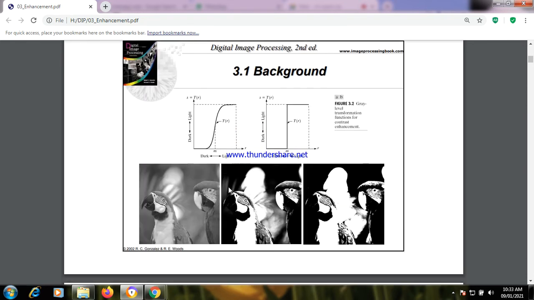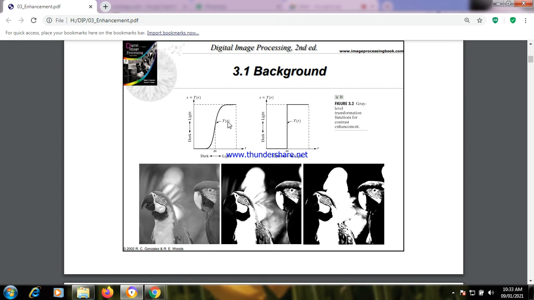So next one is the gray level transformation function for contrast enhancement. Enhancement means we are applying some methods on the pixels of an image so that we can improve the quality of the image. Clarity in the sense that after transformation, the image will have more, or clearer, information compared to the original image.